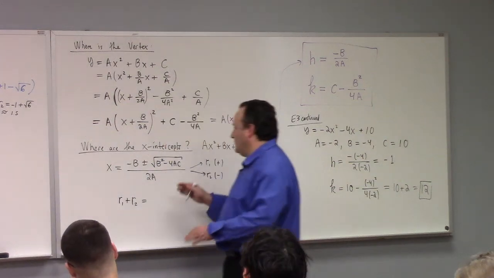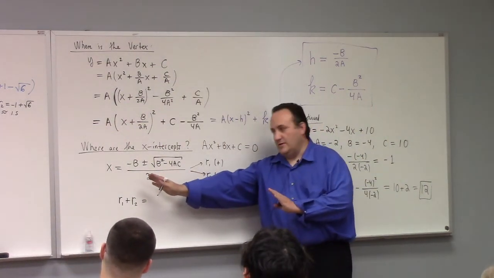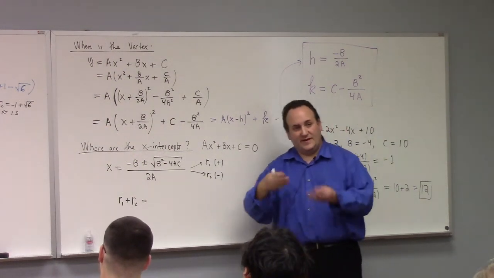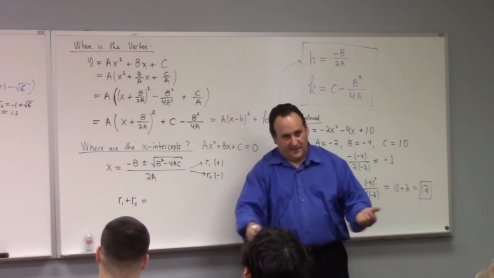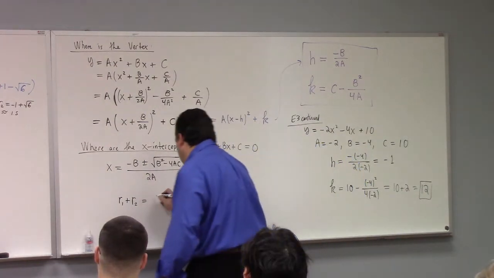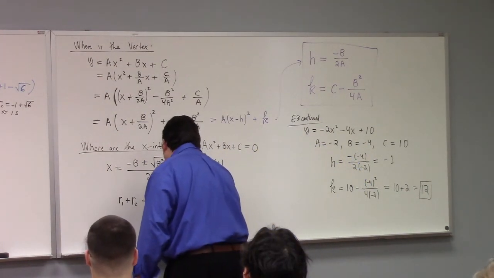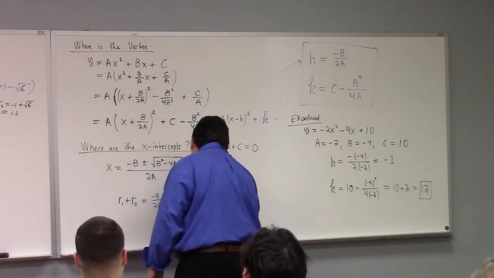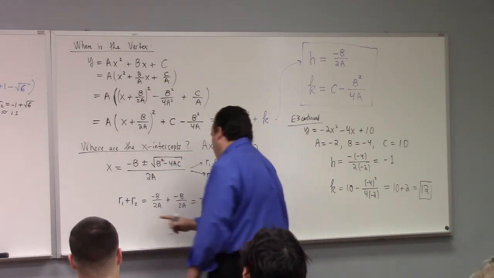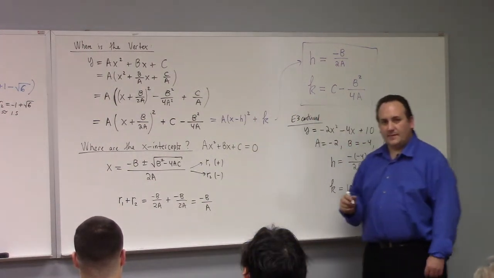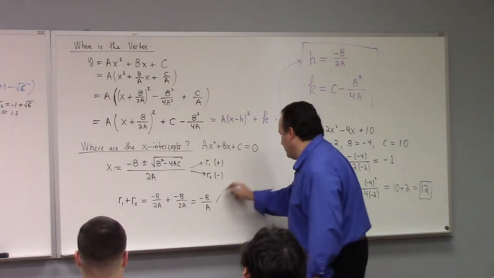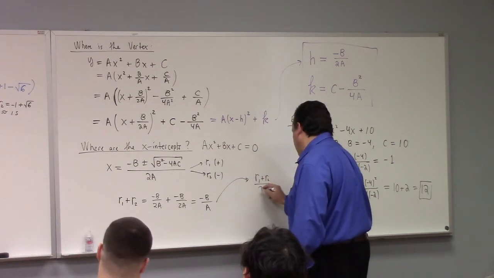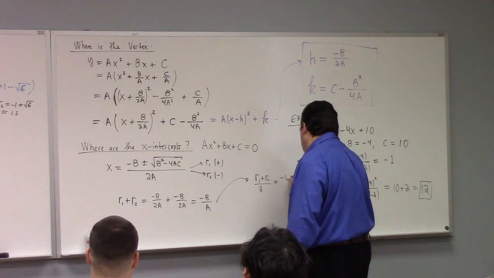I don't want to actually write it out, but think about it. When you add this formula to itself with the plus versus the minus, what happens? The plus term and the minus term cancel out. You're just left with minus b over 2a plus minus b over 2a, also known as minus b over a, because a half plus a half is 1, right? And from this, notice that R1 plus R2 divided by 2 is equal to minus b over 2a.